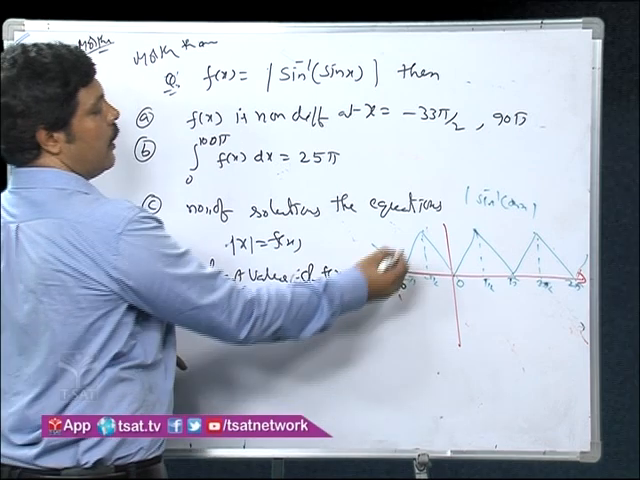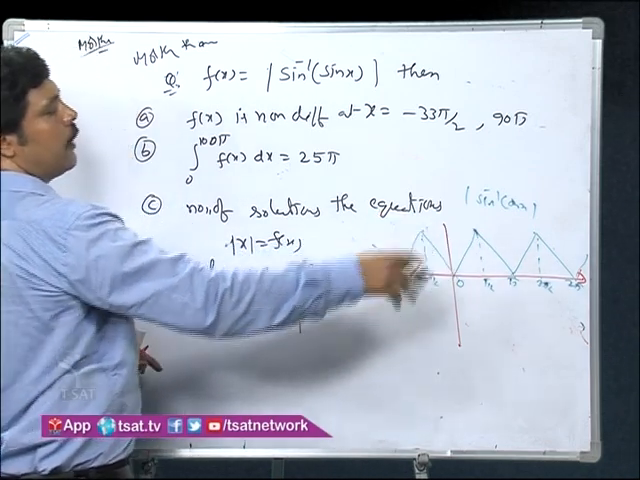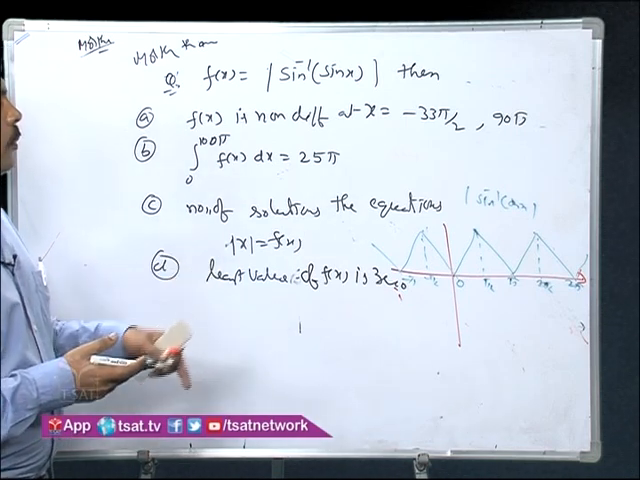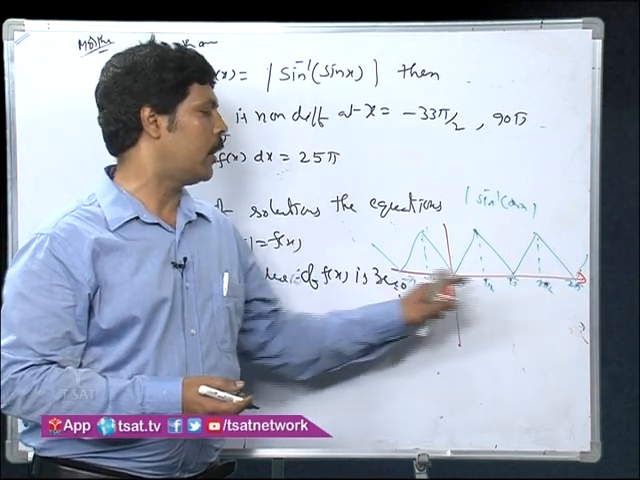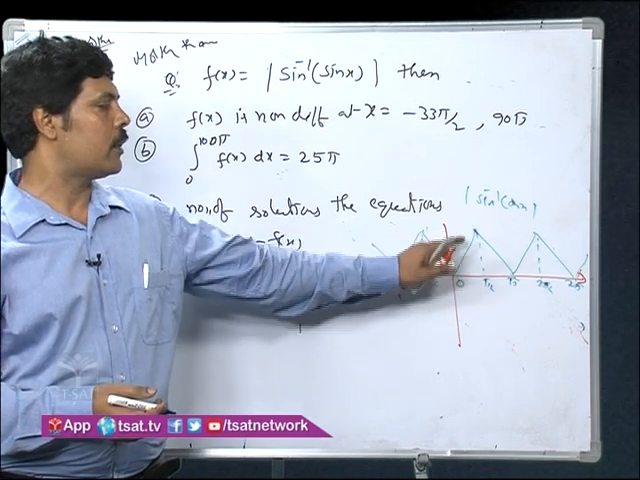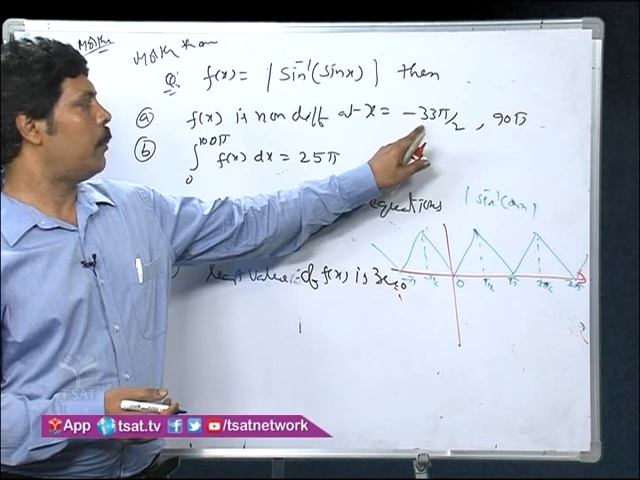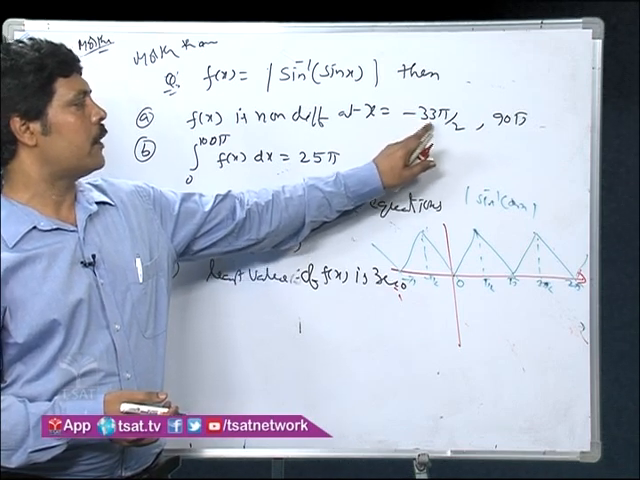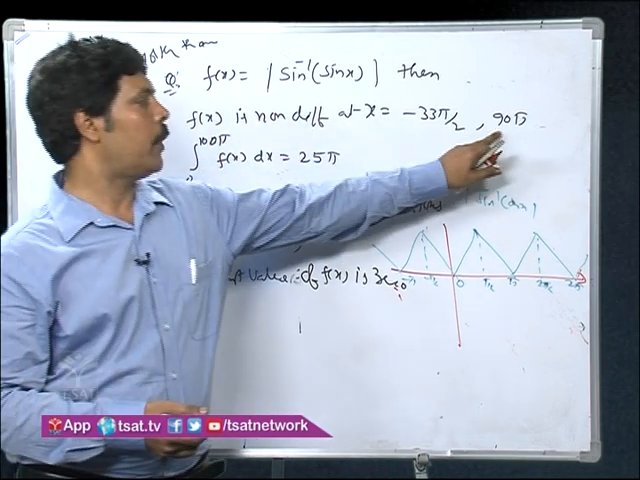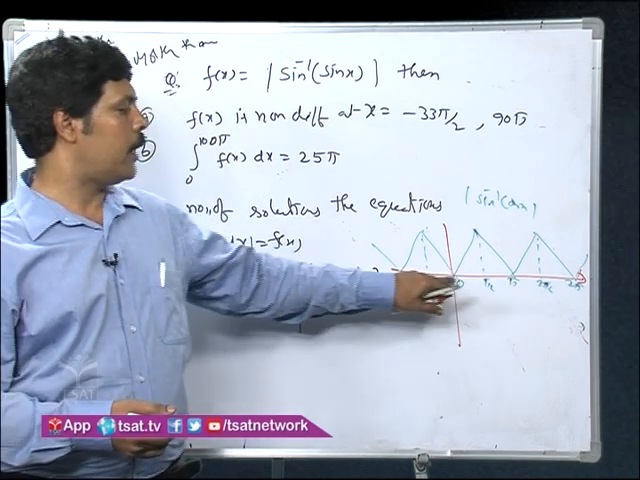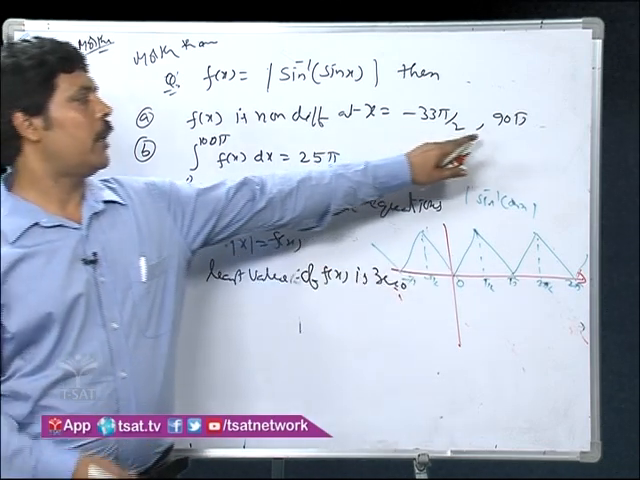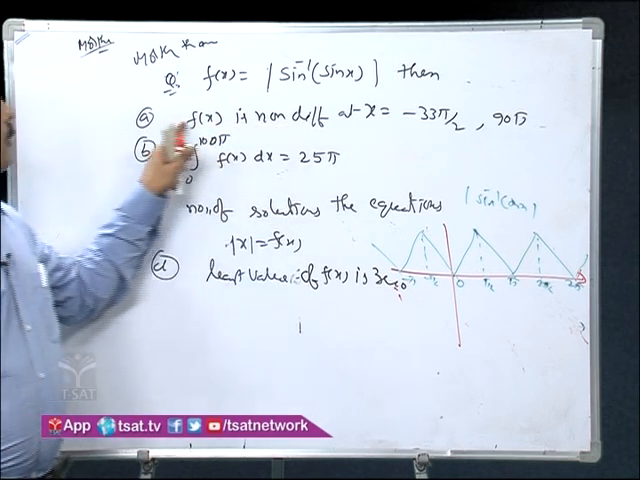Okay. Here at every n pi by 2, that means pi by 2, 3 pi by 2, 4 pi by 2, any such value, the function is not differentiable because the graph has sharp edges or turning points at those points. Therefore at minus 33 pi by 2 the function is not differentiable, and at 90 pi, that is n pi, also not differentiable. Hence the first option is correct.